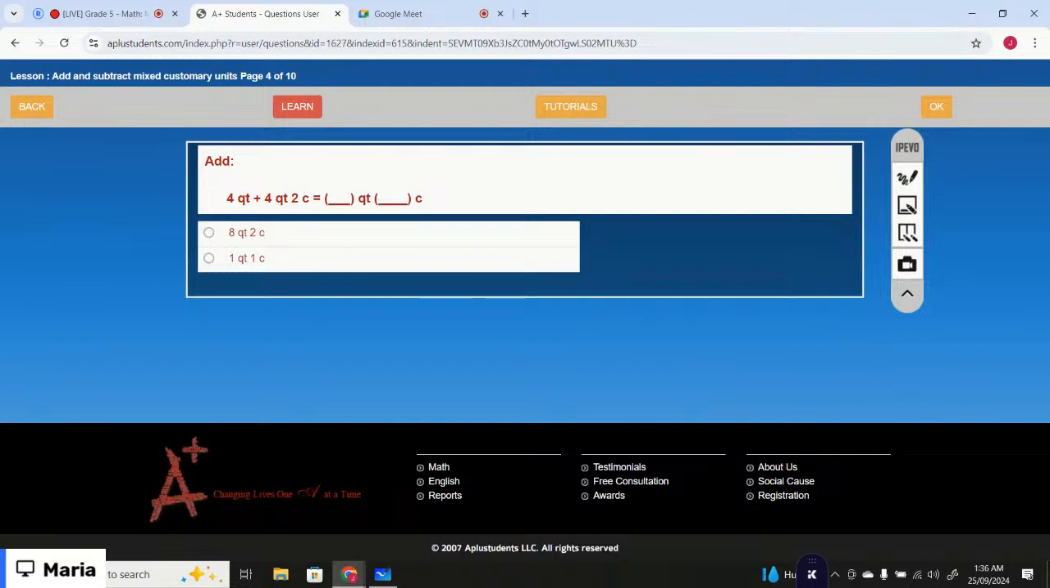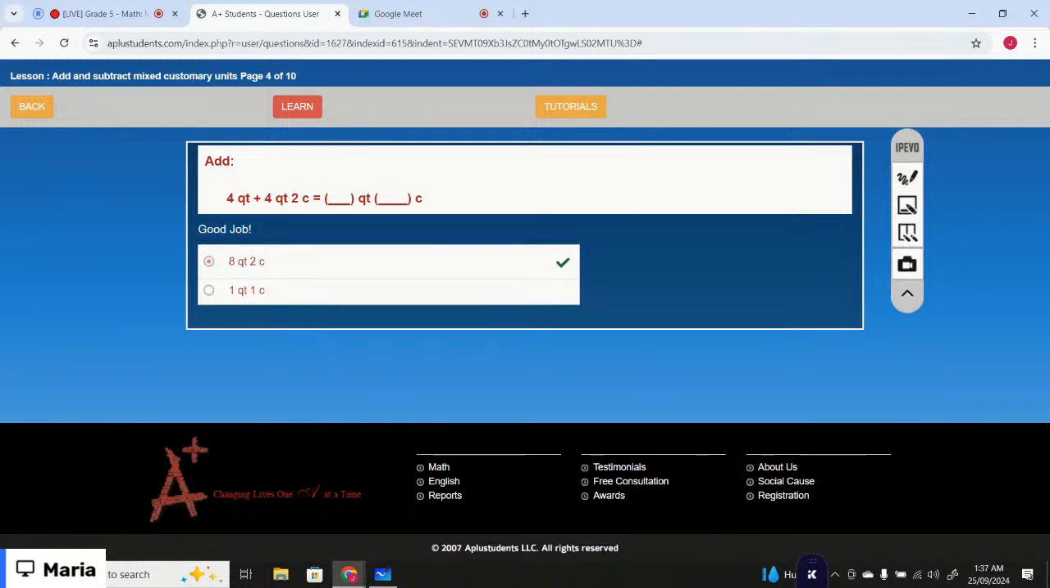4 quarts plus 4 quarts 2 cups. Which is the correct option? The correct option is 8 quarts and 2 cups. The correct option is option number 1, that is 8 quarts and 2 cups.